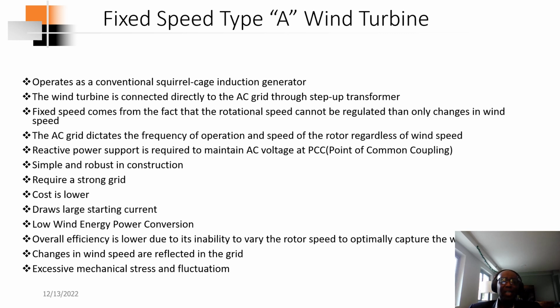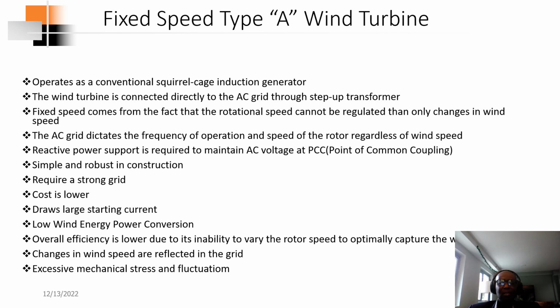Now let's talk about the types of wind turbines that we have. We have about four types: type A or type 1, type B or type 2, type C or type 3, type D or type 4. Okay, so let's talk about type A.